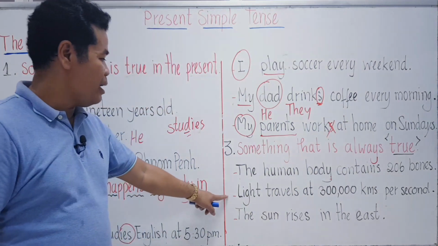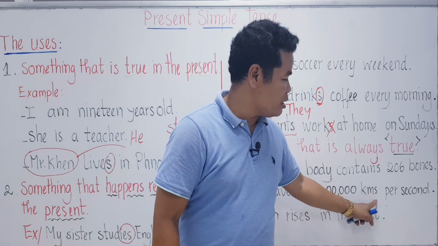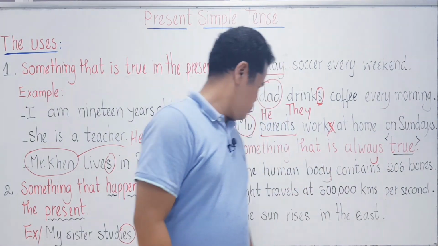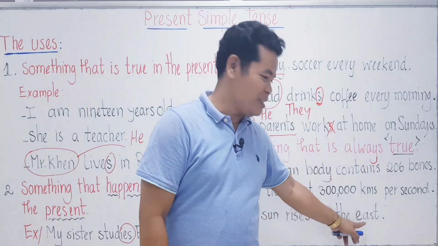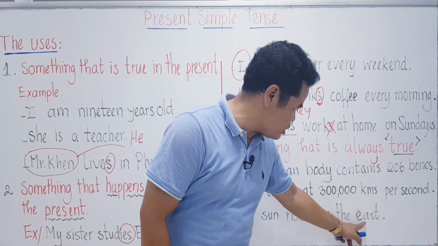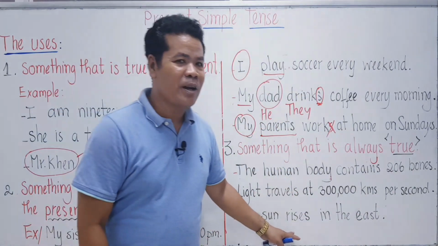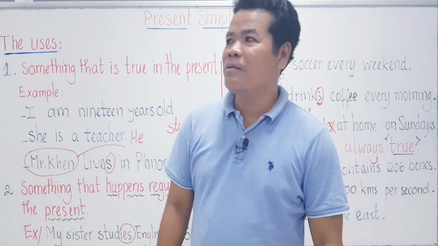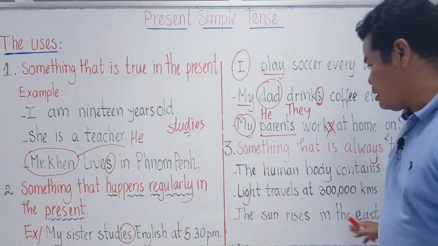Let's go to another one. Light travels at 300,000 kilometers per second. This is a fact. This is true. The sun rises in the east. It's absolutely true. It cannot rise in the west. It cannot rise in the south. It cannot rise in the north. So it rises in the east.